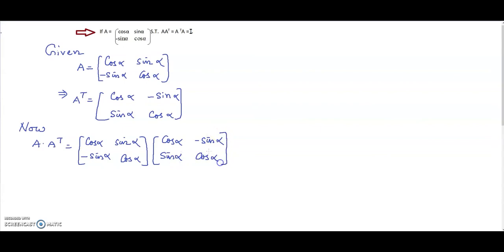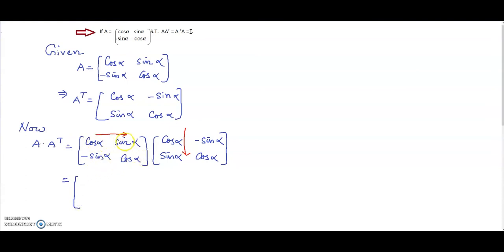Multiplication, as we know, is purely based on the row into column concept. So we don't take corresponding elements here. We take the first row and multiply with the first column, then we multiply the first row with the second column. Similarly, we multiply the second row with the first column and the second row with the second column.